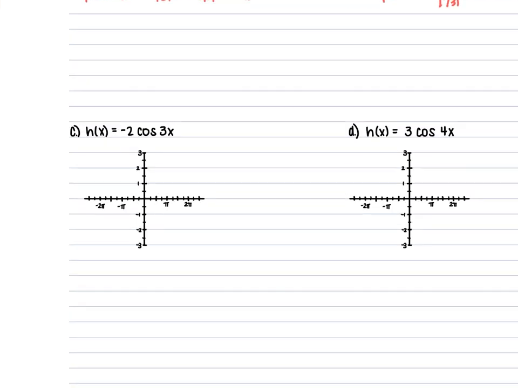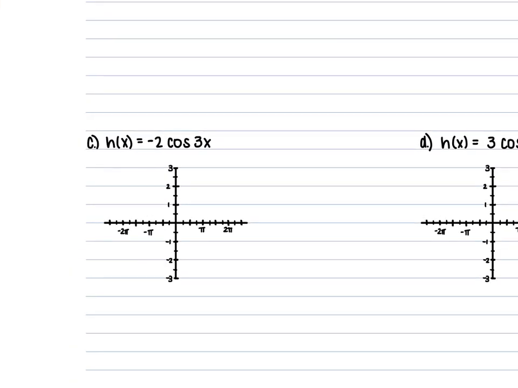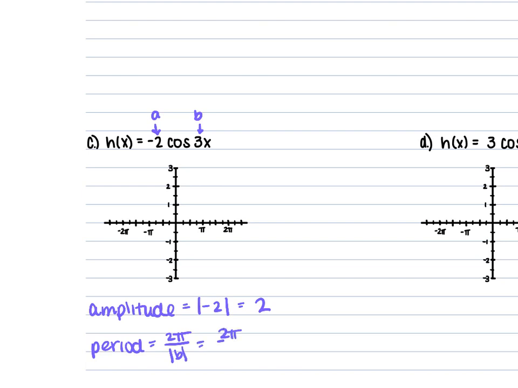For C, we have h of x is equal to negative 2 cosine 3x. So our A is that negative 2, our B is the 3. So our amplitude is the absolute value of negative 2, which is 2. And our period is 2 pi over the absolute value of B, which is 2 pi over 3.